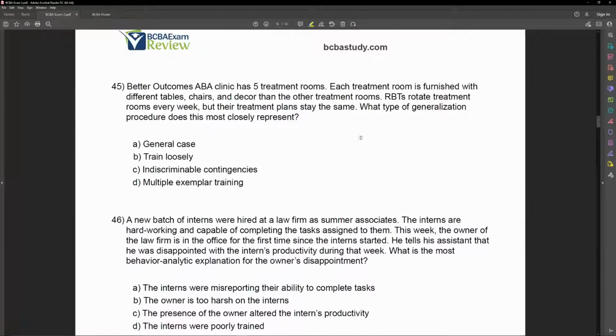And then indiscriminable contingencies, just meaning not letting the learner be aware of when reinforcement is coming and where it's coming from. Not what's occurring here. We're simply altering non-critical values in our environment to promote generalization. We are B, training loosely.